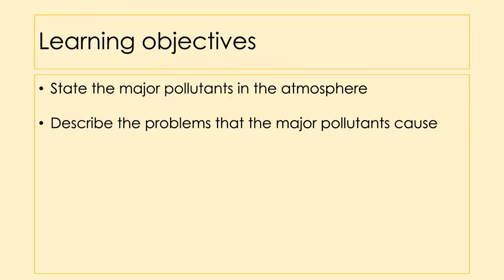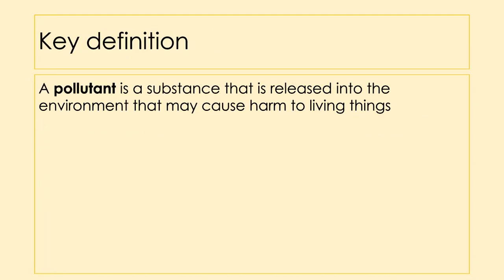So our learning objectives for today: you need to be able to state the major pollutants in the atmosphere. You need to know their names and their formulae, and describe the problems that those major pollutants cause. Key definition first. We've talked about pollutants. You've probably heard the word before, but you need to know the exact definition. A pollutant is a substance that's released into the environment that can cause harm to living things. So it's not definitely going to cause harm.